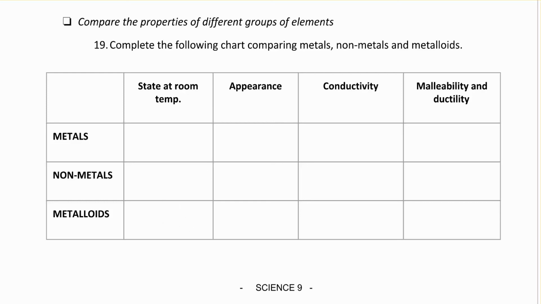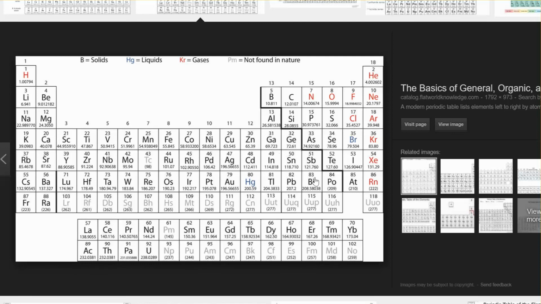Remember, if you can't remember, metals are going to be everything to the left of the staircase, this being the staircase. Non-metals, everything to the right of the staircase, and the metalloids are the ones that follow the staircase down.